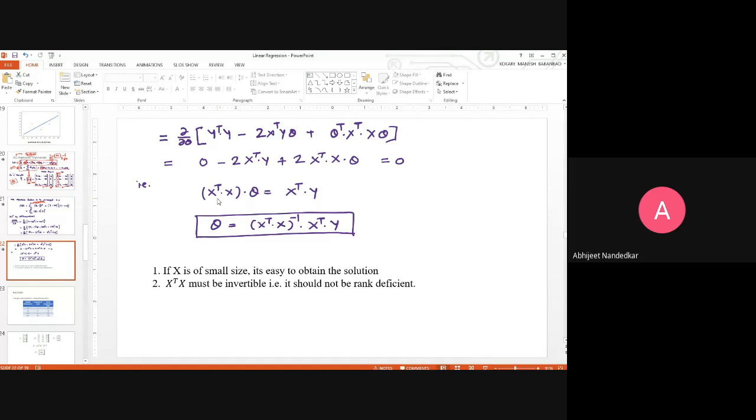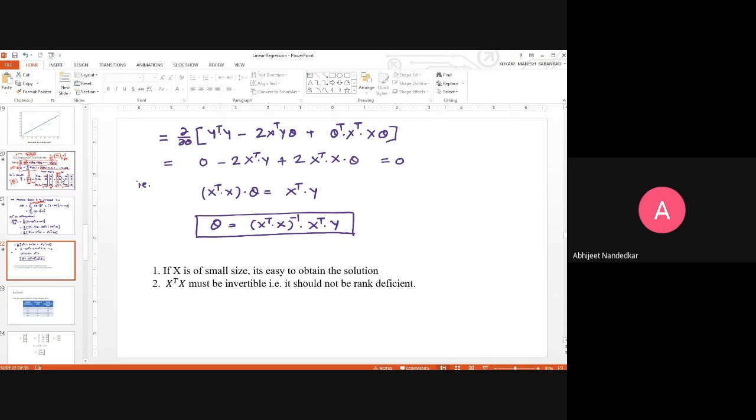Okay, so if x is of small size, it is easy to obtain the solution. One must be aware that x transpose x must be invertible, so it should not be rank deficient. That means x transpose x inverse should exist. Okay, so that is the only condition, otherwise you can get the solution in one go.